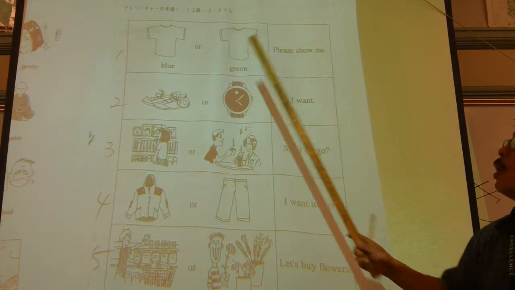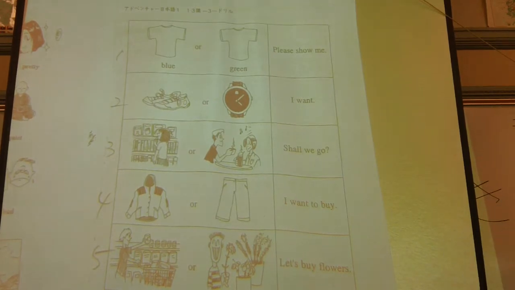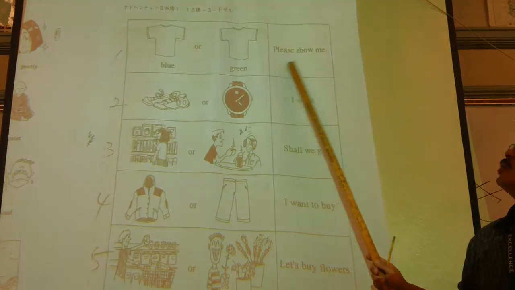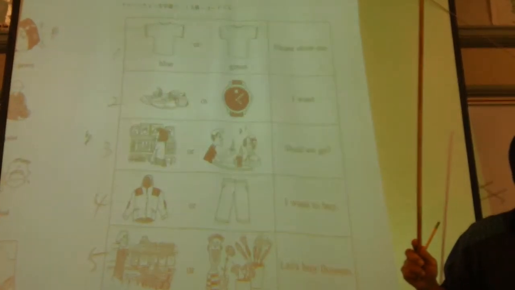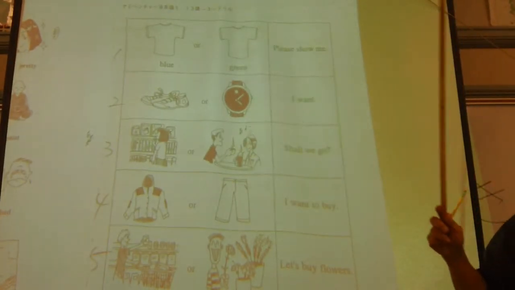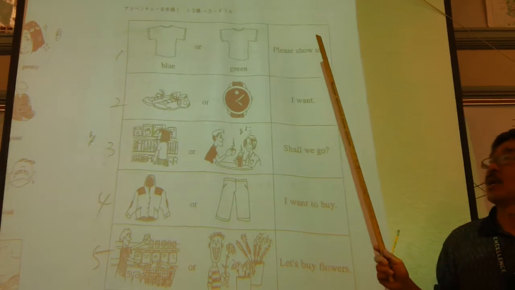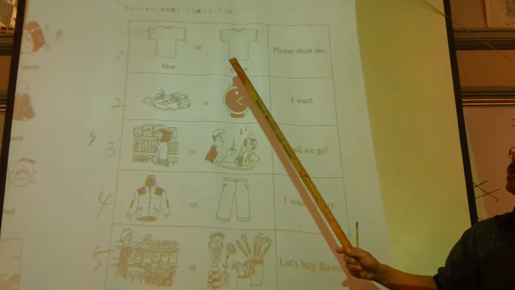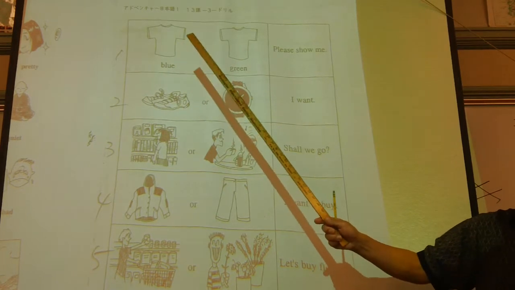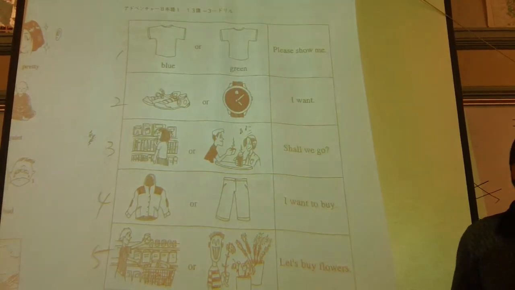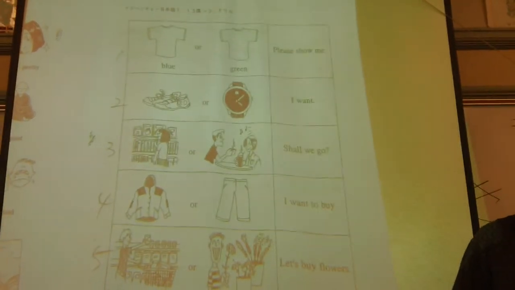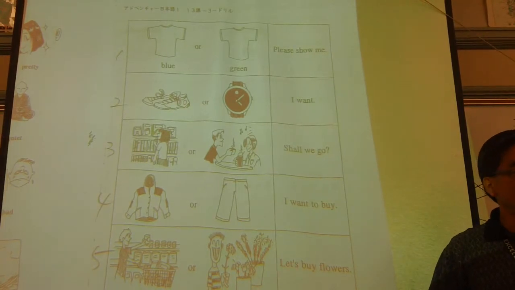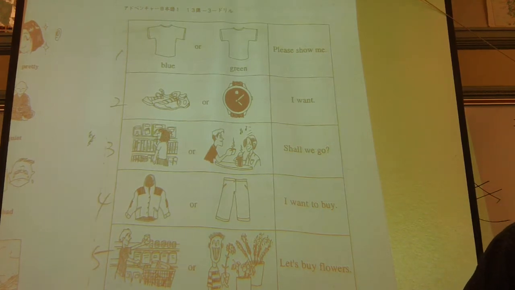Okay, so how do you say or? Ka. So how do you say blue shirts or green shirts? Please show me. Aoi shirts ka. Midori no shirts o misete kudasai. There are two types: one is the i-adjective, one is the no-adjective. Aoi shatsu, but midori no shatsu. Six colors can be adjectives: aka, shiro, ao, kiro, chairo, kuro. The rest are no-adjectives.